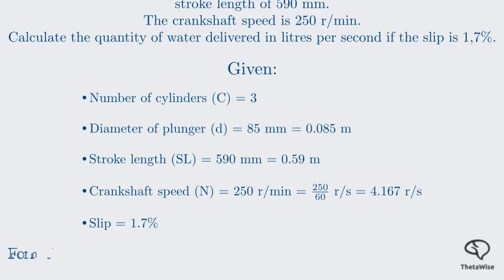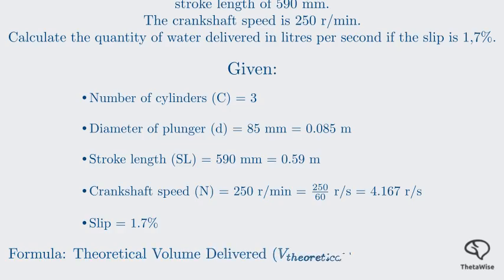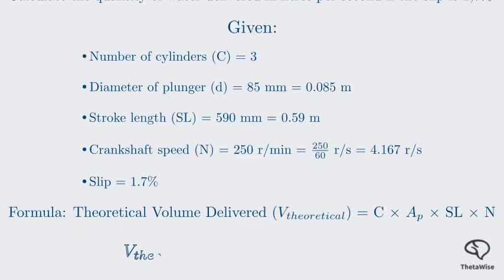The theoretical volume delivered, V theoretical, is the number of cylinders, C, times the area of one plunger, A_p, times the stroke length, SL, times the crankshaft speed, N. Since the area A_p is pi d squared over 4, we can expand the formula. So the theoretical volume is C times pi d squared over 4, all times SL and N.